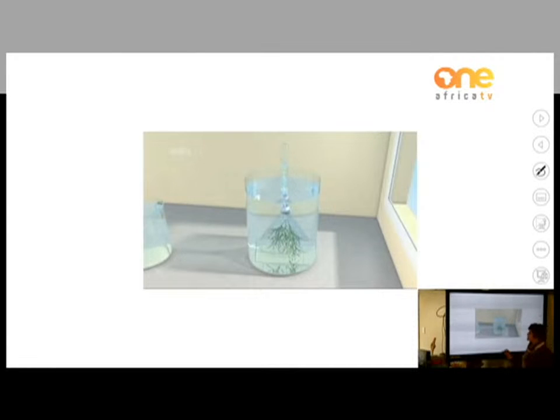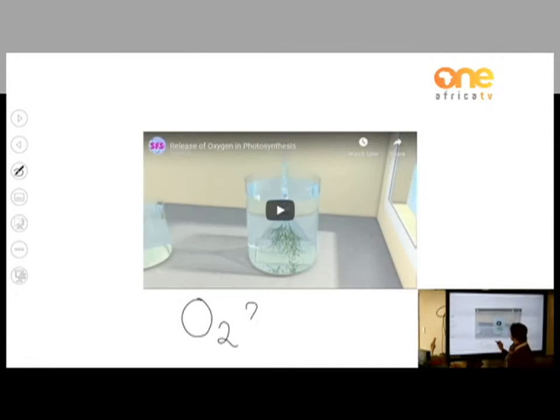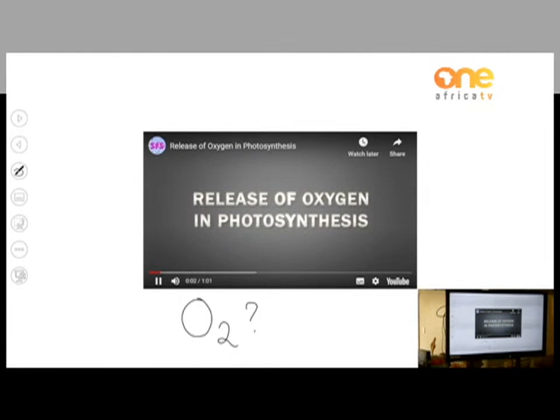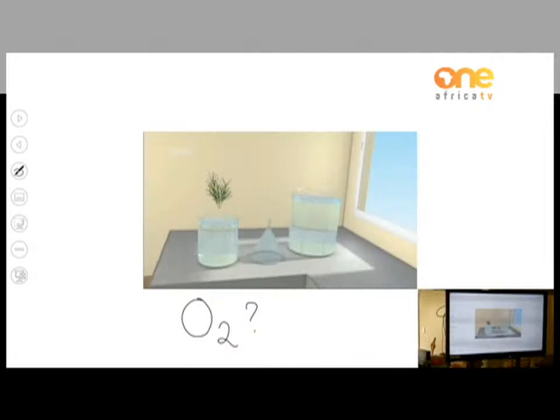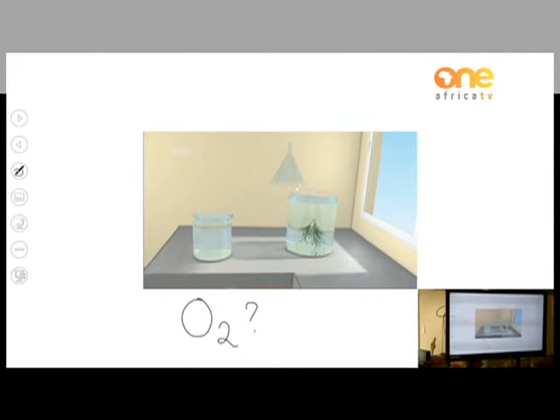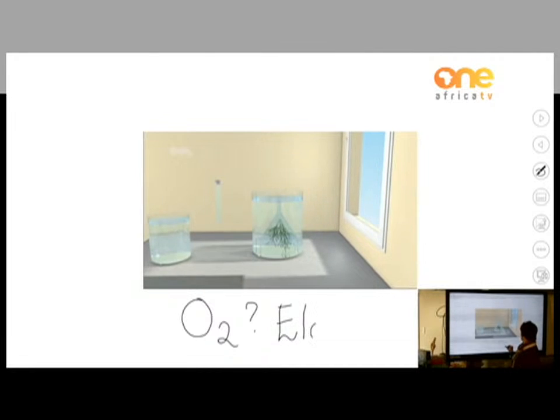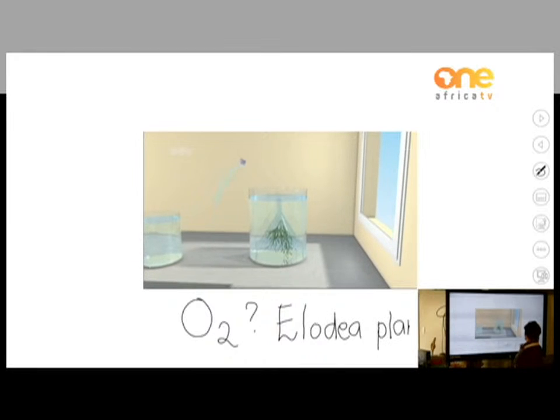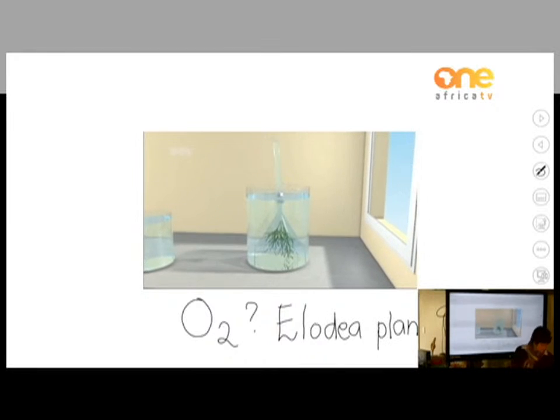Right. Our last one is: is oxygen really produced during photosynthesis? Okay? Release of oxygen in photosynthesis. An Elodea plant is placed in a beaker filled with water and is covered with a glass funnel. A test tube filled with water is placed on the setting in a way to cover the tube part of the glass funnel.